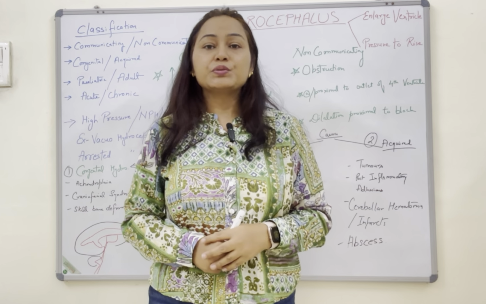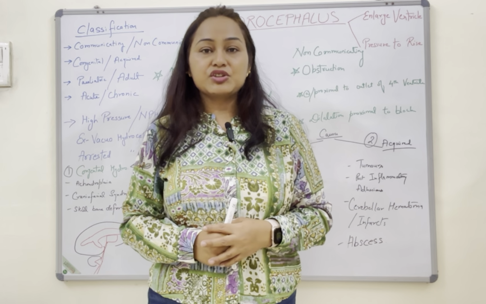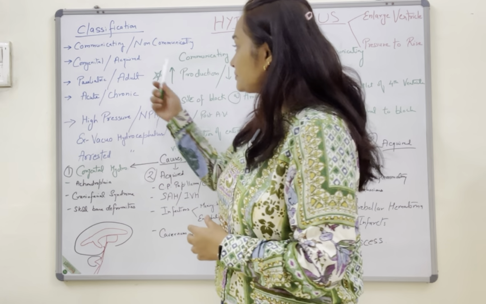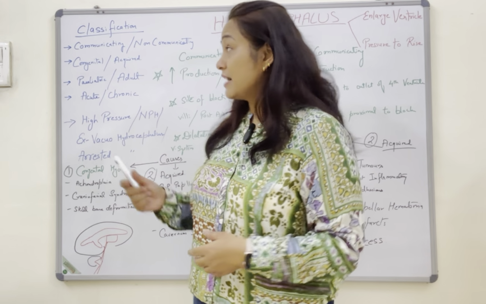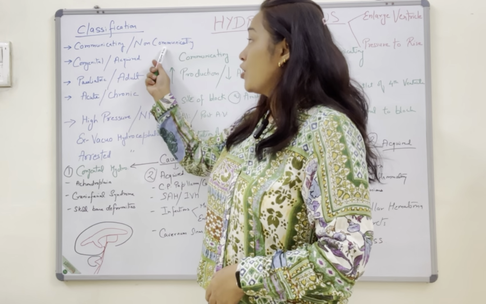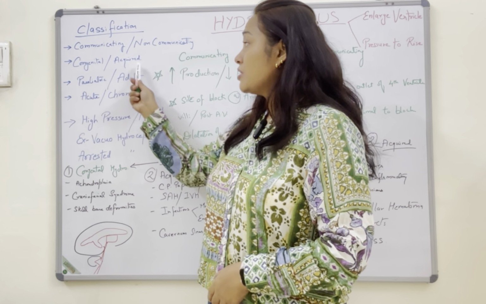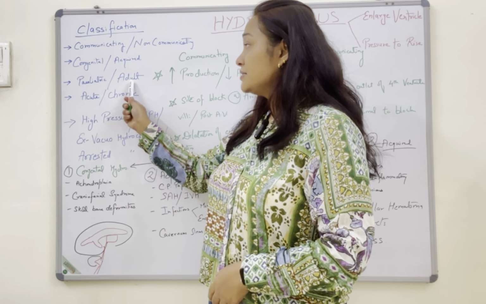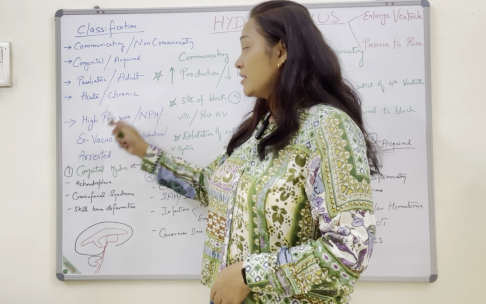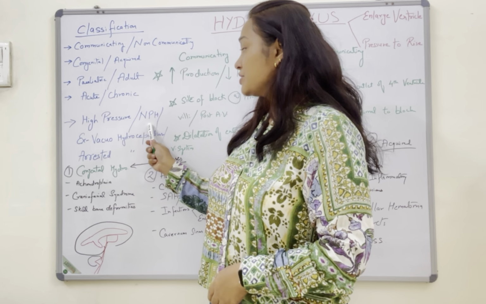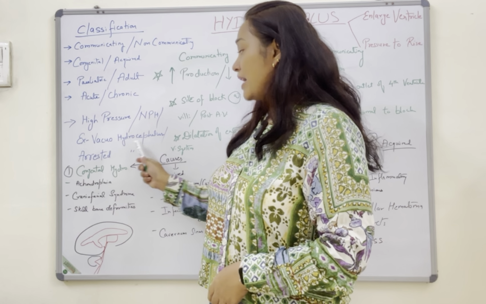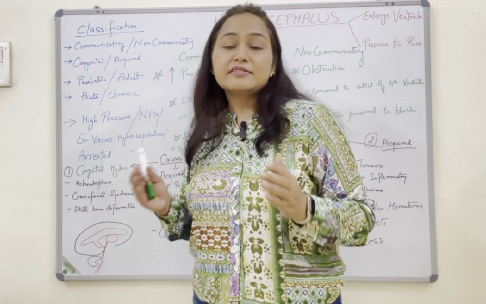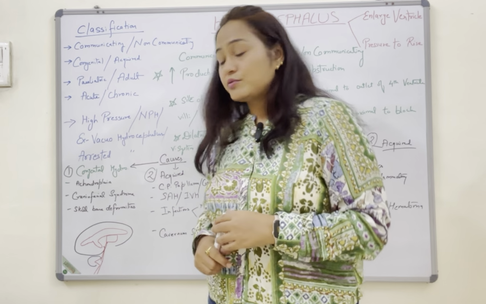So today we are going to discuss the classification of hydrocephalus. Hydrocephalus can be classified in different ways, right? First is communicating or non-communicating, then congenital or acquired, pediatric, infantile or adult, acute, chronic, high pressure, normal pressure hydrocephalus, ex vacuo hydrocephalus, or arrested hydrocephalus. It is also called compensated hydrocephalus.